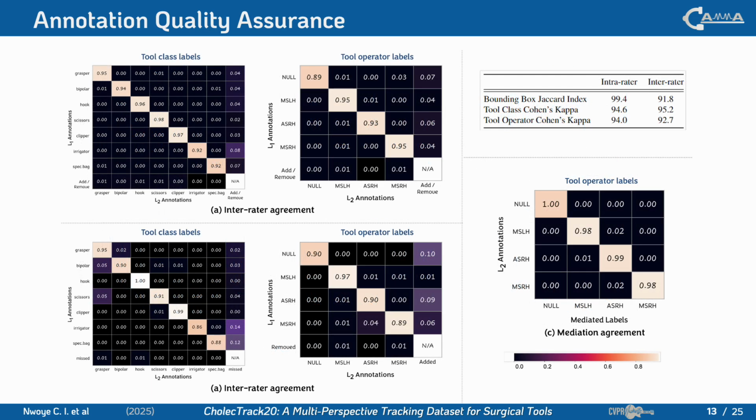To assess label accuracy, we measure 1. Jaccard index for bounding box overlap, 2. Cohen's kappa for label consistency. Both metrics exceed 90%, confirming high inter-annotator agreement and annotation quality.